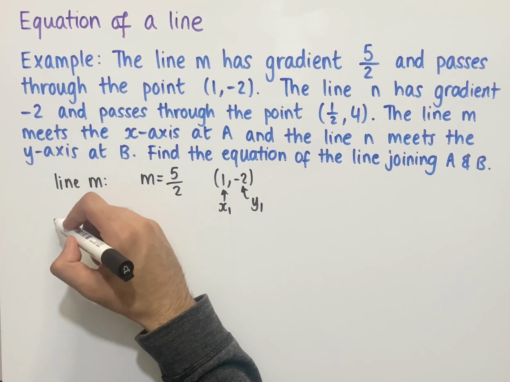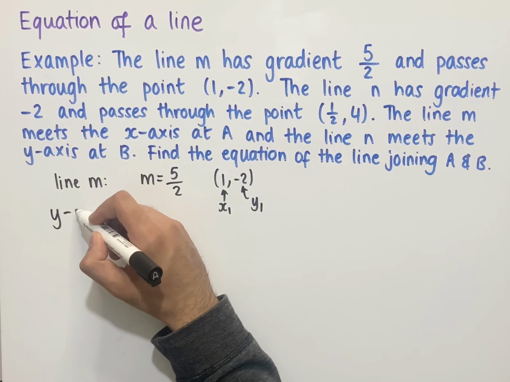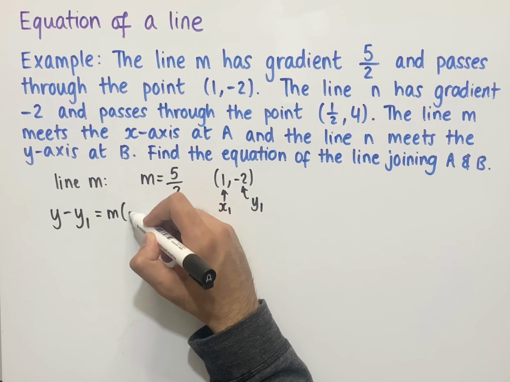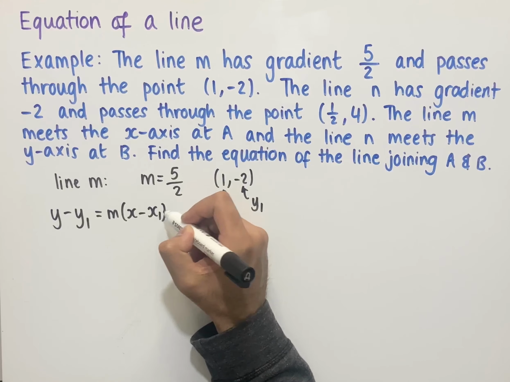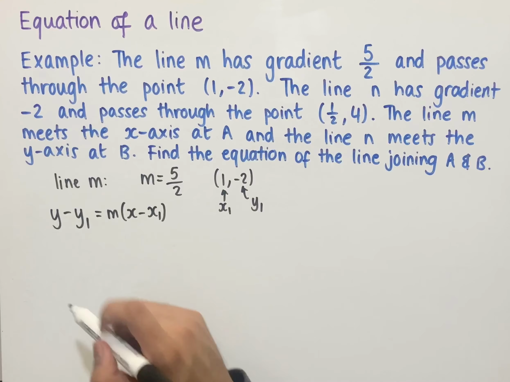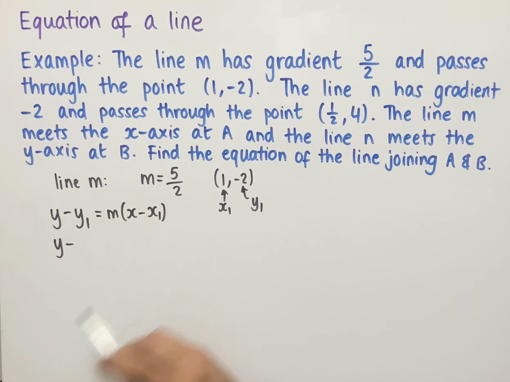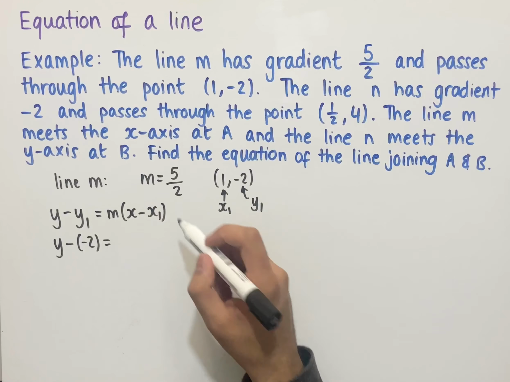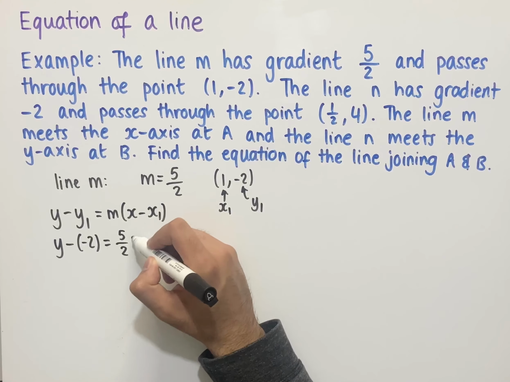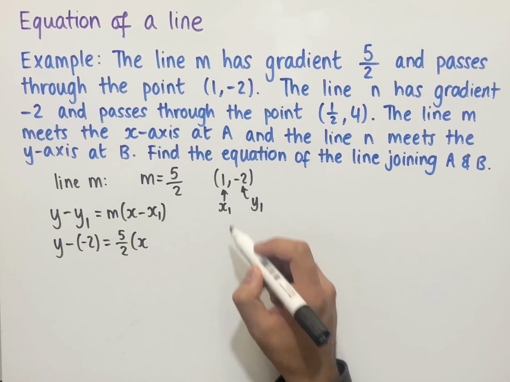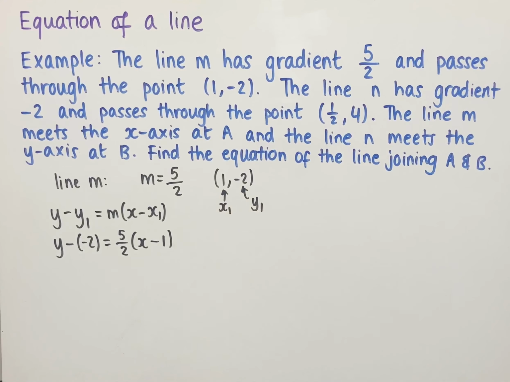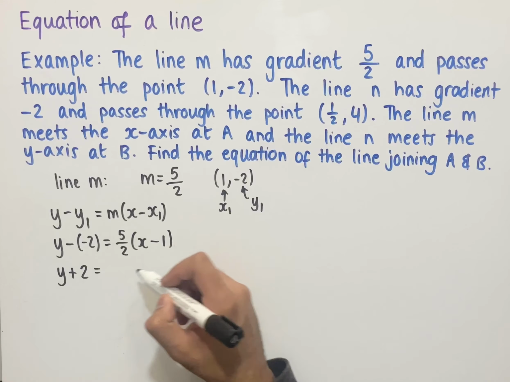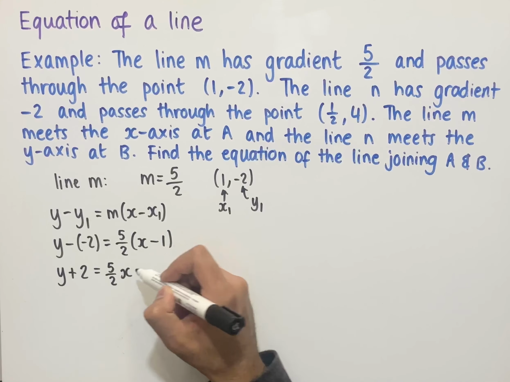Now, using the equation of a line where we have a point and a gradient, we have y minus y1 equals m brackets x minus x1. And all we're now doing is substituting our values in. So we have y minus, our y1 value is -2, so we write that in brackets, which equals m, which is 5 over 2, and then in brackets x minus x1, where x1 is equal to 1. If we now expand the brackets, we get y plus 2, which equals 5 over 2 x minus 5 over 2.